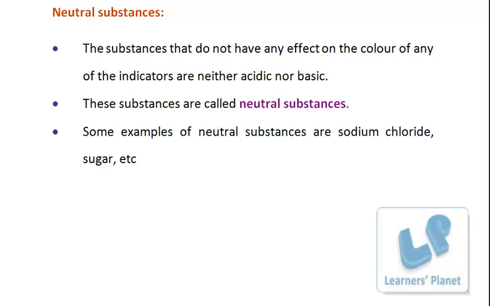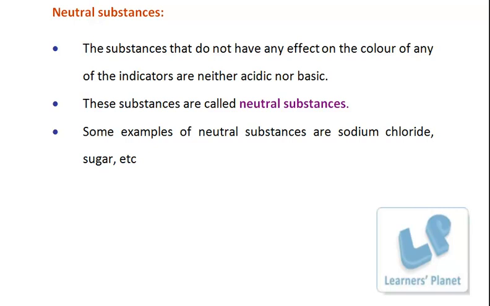Now the third type of substances, these are neutral substances, right? They do not have any effect on the color of the indicators. These are neither acidic nor basic. So we call them neutral substances, right? Here I have given some examples, that is sodium chloride, sugar, various other substances which are neither acidic nor basic. We can call them salts also.